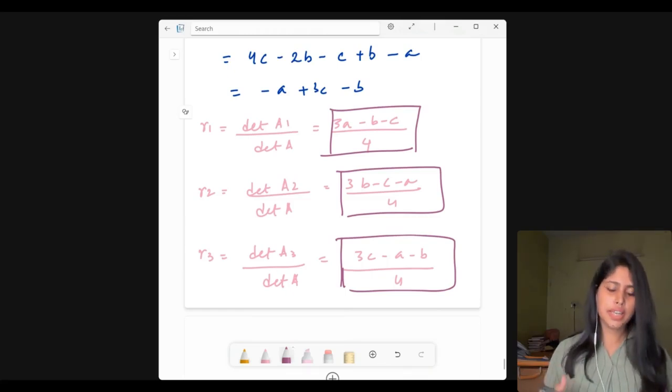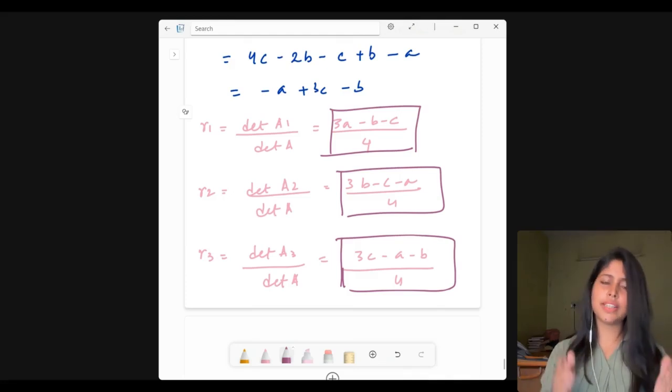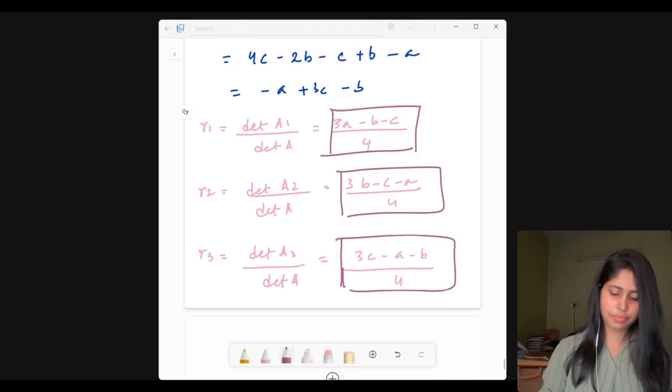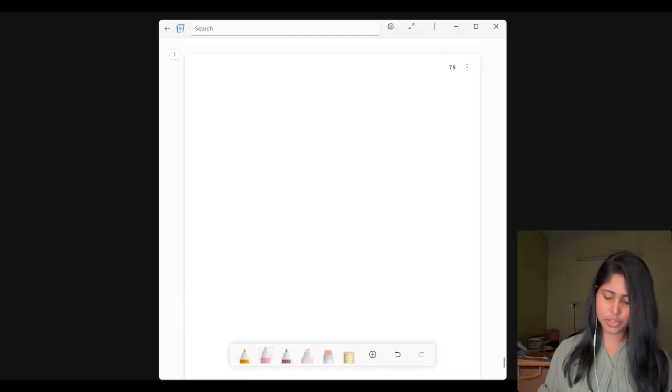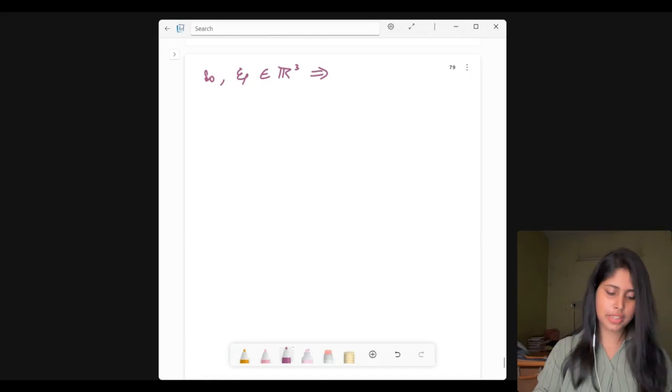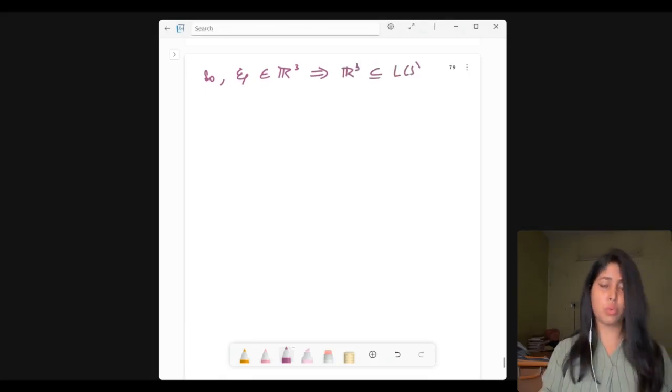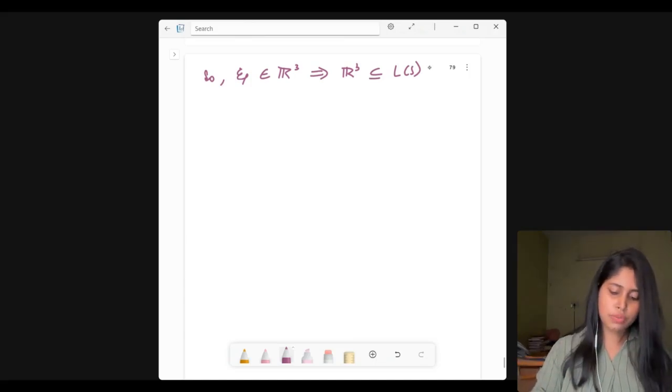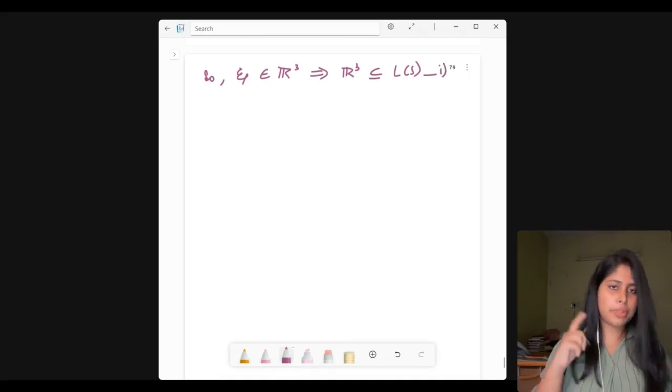Now hence we can say that xi belongs to R3. Okay, so let me write it as a statement. We can say that when we get the solution, xi belongs to R3, which basically implies that R3 is a subset of L of S. And now what is L of S? It is the linear span. Okay, now let us name this equation 1.